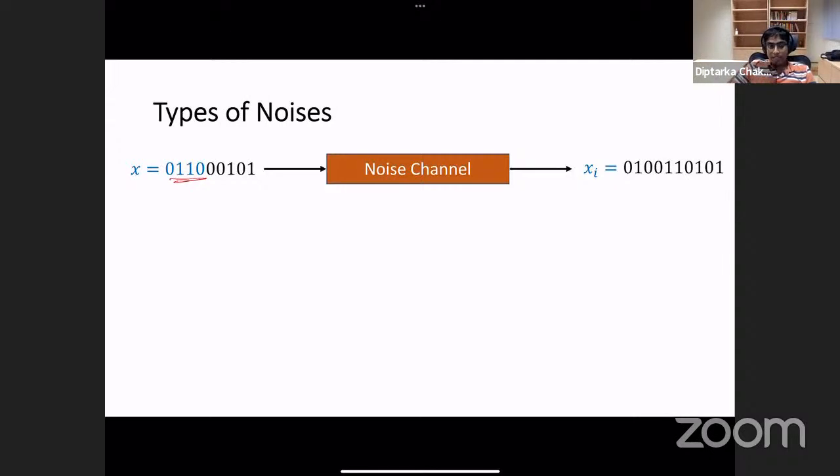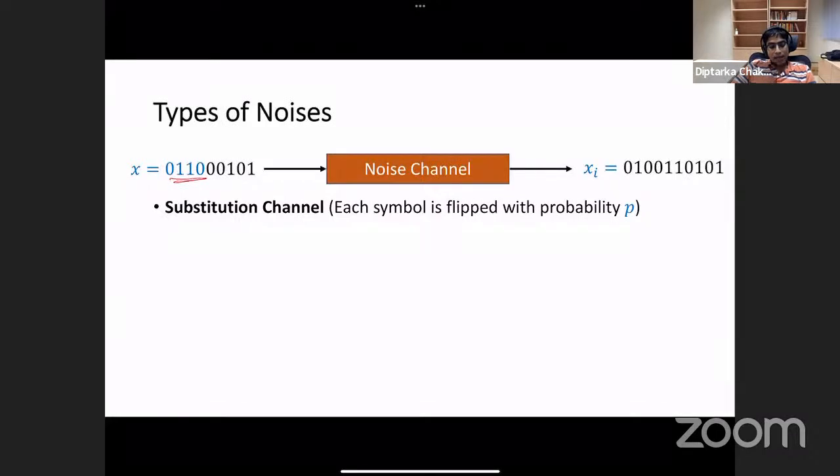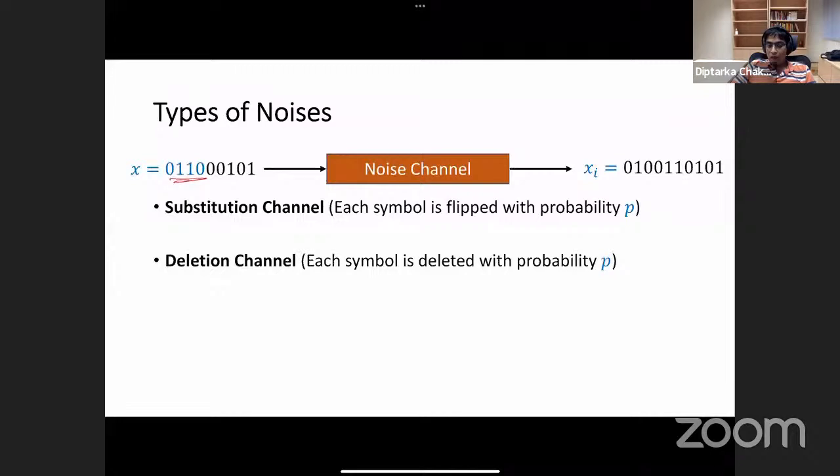So there are different noise channels that people consider in the literature. One of the simplest models is the substitution model, where each symbol is flipped with probability p. This model is slightly easier to handle. Reconstruction of the unknown string, when the underlying model is the substitution channel, is pretty simple. Now, the more challenging one is the deletion channel, where each symbol is deleted with probability p.